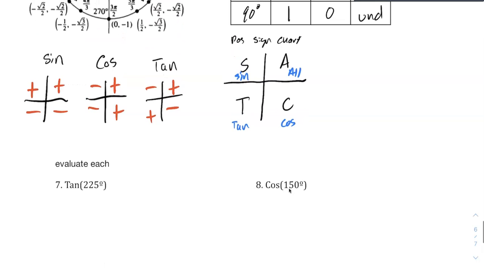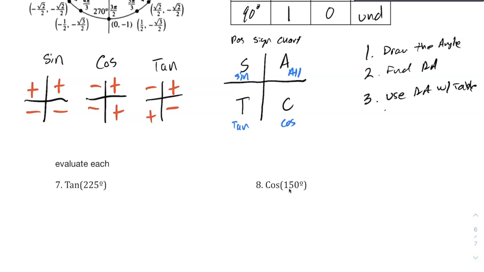So I should probably write down the steps for the table. 1, if you want to do the table, it's still draw it. Draw the angle. 2, find the reference angle. 3, use the reference angle with the table to find the value. And then 4, use ASTC, I haven't said the acronym for this, to find the sign.